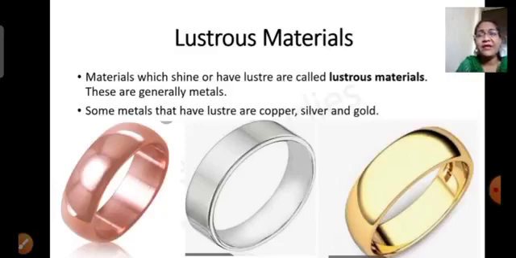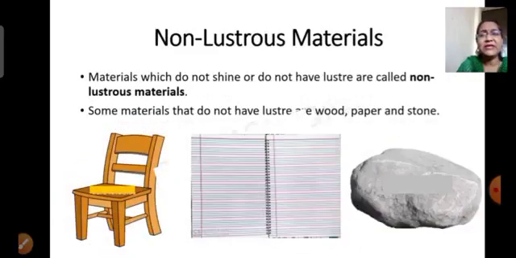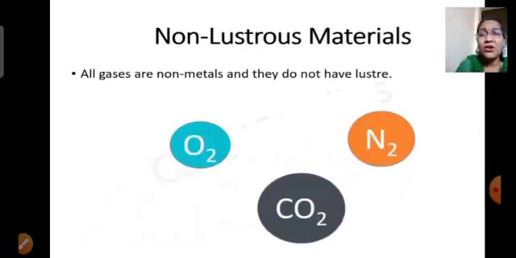Whereas if we talk about wood or plastic, they are dull and non-shiny. Such materials which do not shine or do not have luster are called non-lustrous materials. Examples of non-lustrous materials are wood, paper, stone, plastic, etc. All gases are non-metals and they do not have luster. Oxygen, carbon dioxide, nitrogen gas are non-metals. They do not have shine and luster.